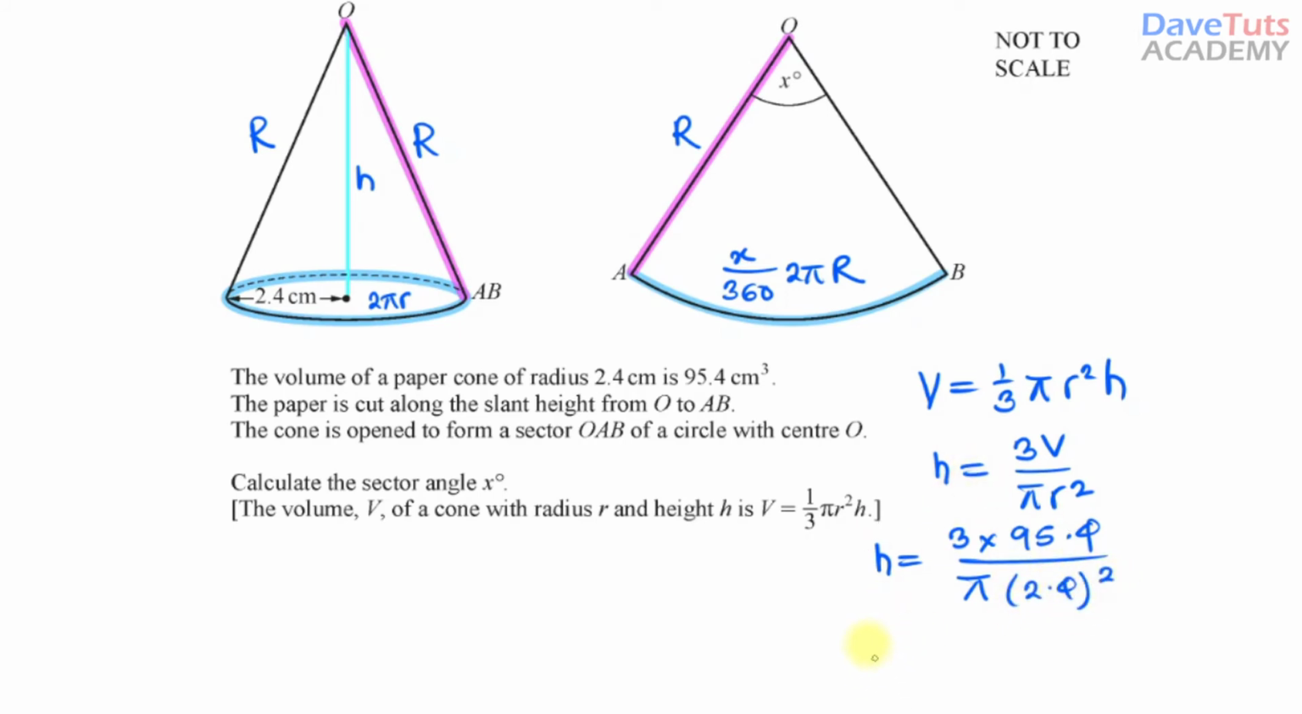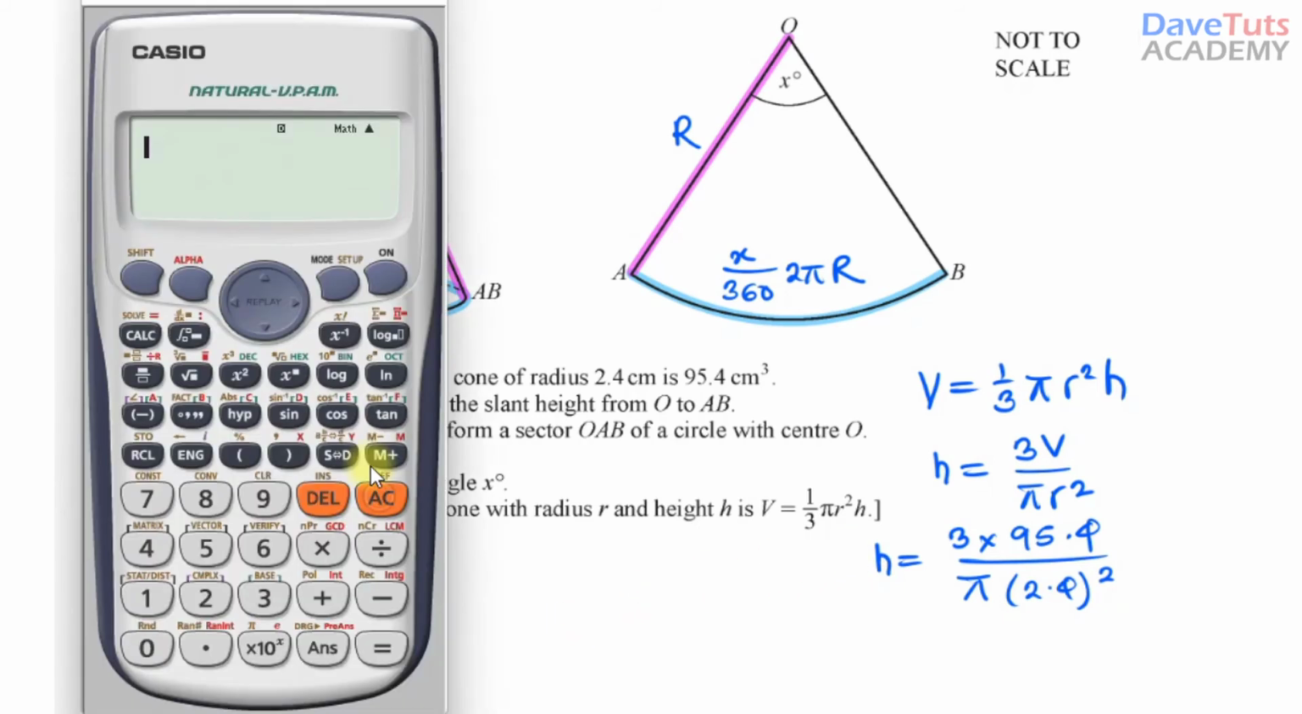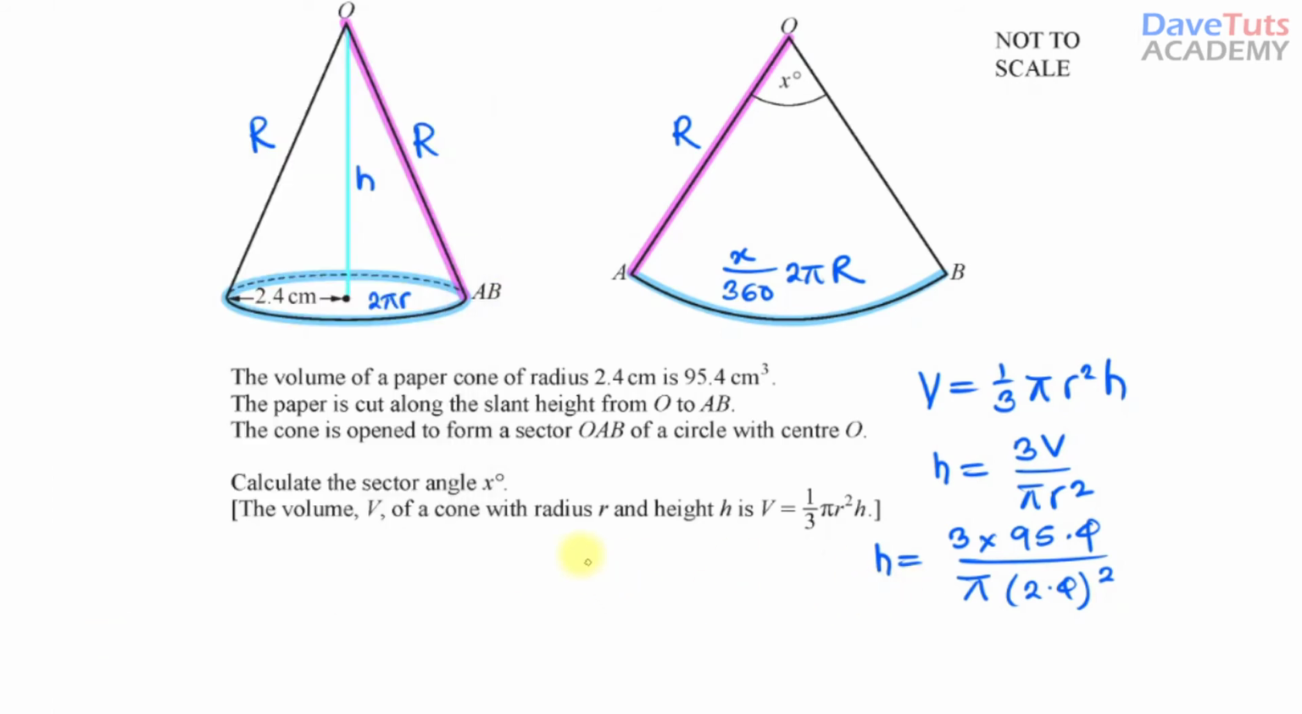So we can use our calculator to evaluate this now. We are looking at 3 times 95.4 divided by 2.4 square. Let me put that in brackets so that I don't get confused. 2.4 square multiplied by pi, which is shift exponent here. So what's that going to give me? 15.82. So I can say my h from here is 15.82 centimeter, from that volume.